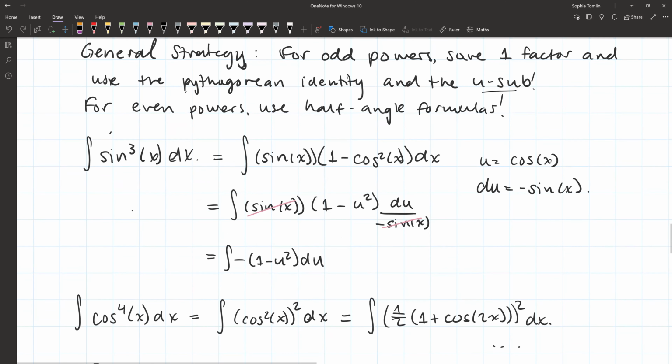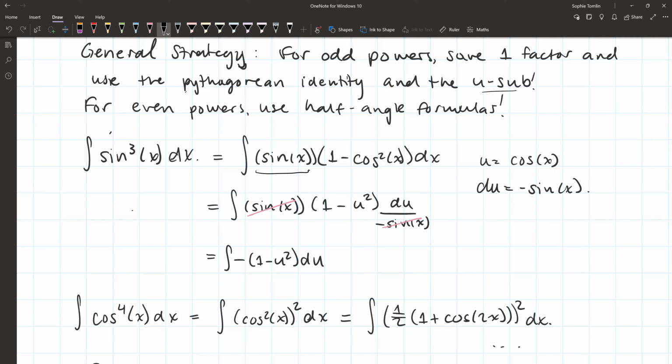But yeah, so for this example with sine cubed of x, we have an odd power of sine, so we want to keep one of the sines by itself. And then here we'd have our sine squared of x. But we're gonna turn this into 1 minus cos squared of x. And then for our u substitution, we're gonna take cos of x, and we're gonna have our du is equal to negative sine of x.